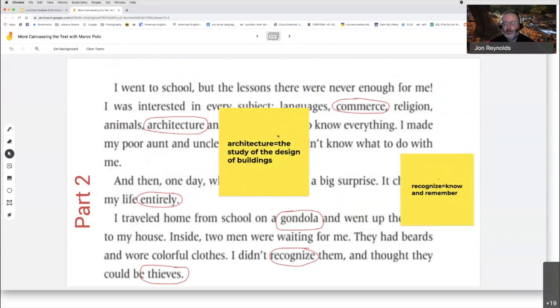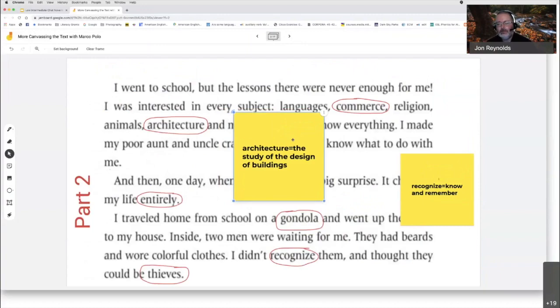Okay. Now, some of you may know this word, but the problem was how to describe it. So, for example, architecture is a kind of study, like when you go to school, you study the design of buildings. So again, architecture, you go to school, you learn how to design these beautiful places.